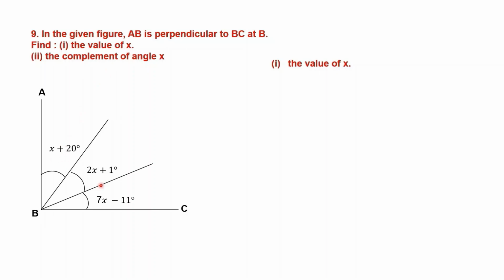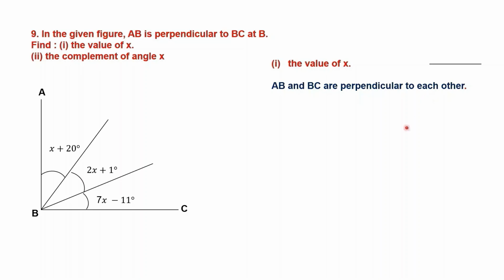You can see x in all these angles. We have to find the value of x, and then we have to find the complement of that angle x. So the first part is to find the value of x, which we are going to do now. So first let's write what's given to us. We are told that AB and BC are perpendicular to each other. What do we mean when we say that?